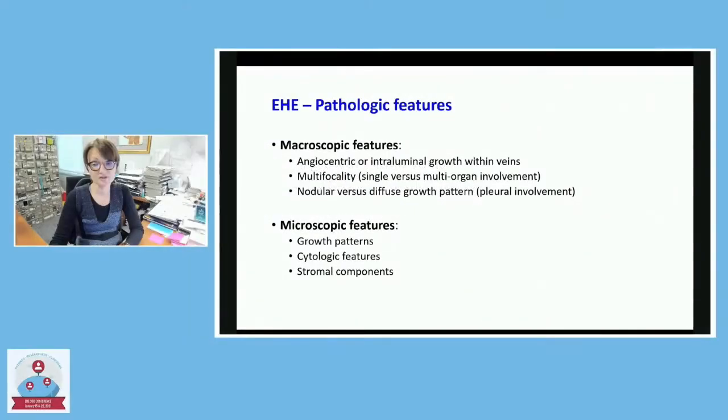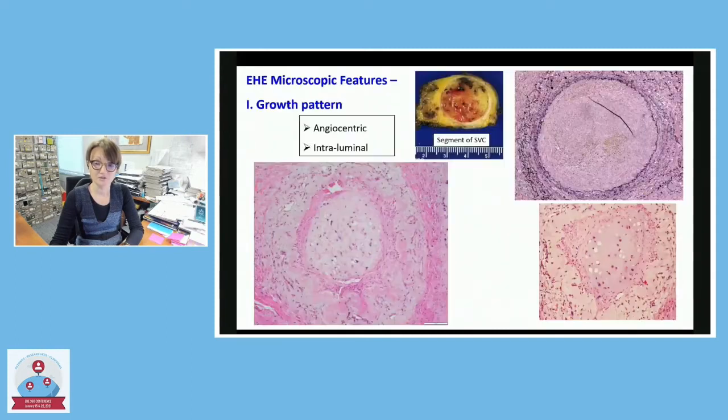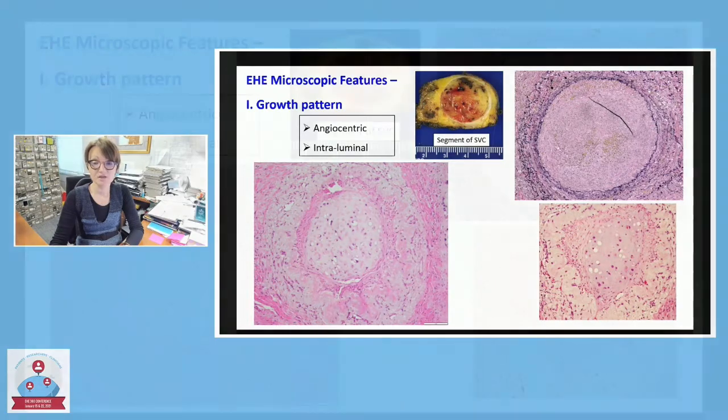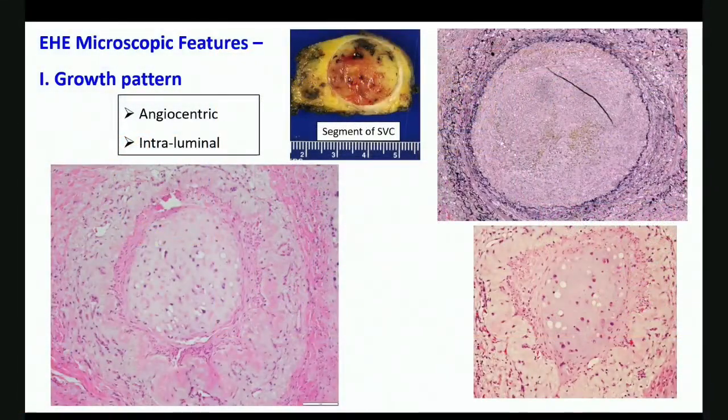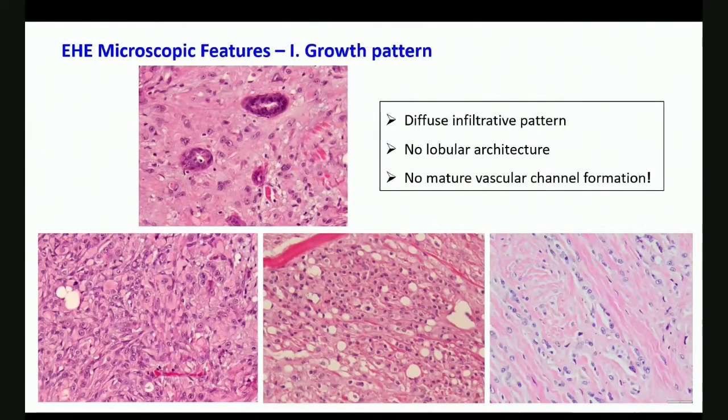EHE displays certain pathologic features which are unique from other vascular tumors. First, EHE may show an intraluminal or angiocentric growth involving small to large caliber vessels, typically veins, being one of the explanations of multifocal, multi-organ involvement. Microscopically, classic EHE shows a diffuse growth pattern lacking the lobular architecture seen in hemangiomas. Moreover, no mature vascular channel formation is present, which further distinguishes classic EHE from its mimics.